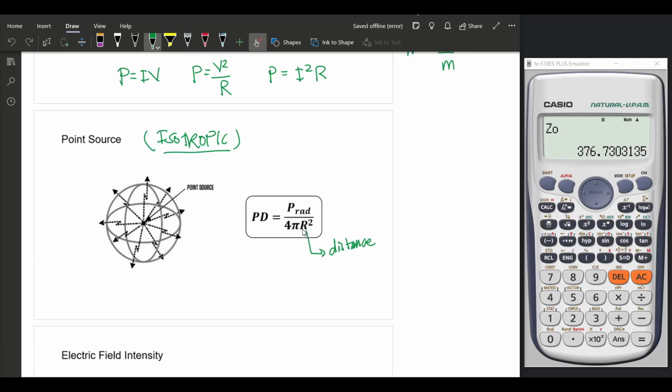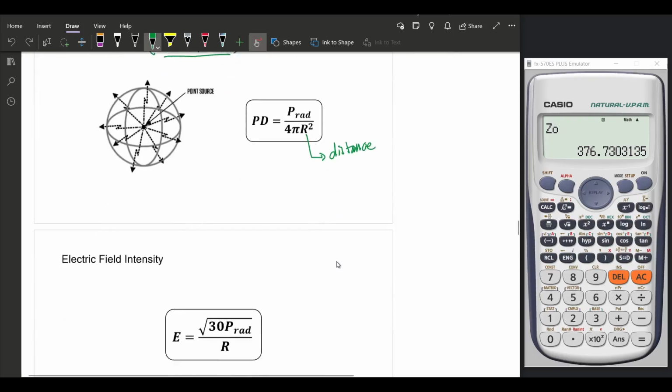Okay? So if you observe the formula, this is actually based dun sa surface area ng sphere. Since point source siya, it radiates the signal uniformly in all direction. So ang shape ng kanyang wavefront is spherical. So remember the surface area of sphere. The surface area of sphere is 4 pi r squared. Yan yung assumption dun sa point source. Kaya naging ganyan yung formula mo.